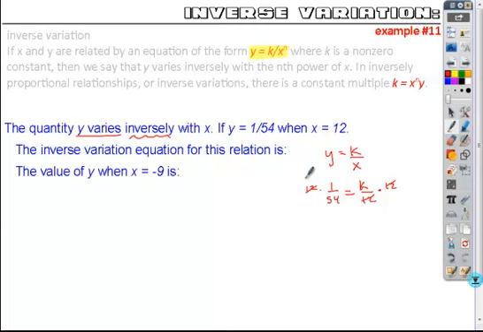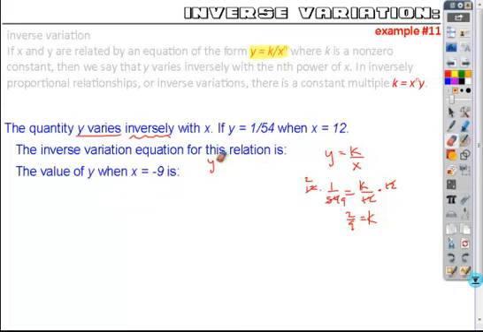Here 6 goes into 12 twice, 6 goes into 54, 9. I get 2 over 9 equals k. And that gives me my equation, y equals 2/9 x. So there's the equation that I derive. Once I have my equation, I'm going to reevaluate when I plug in the 9 here, I get 2 over 9.